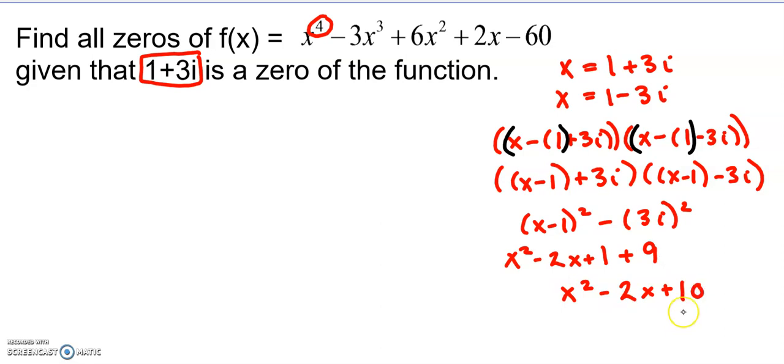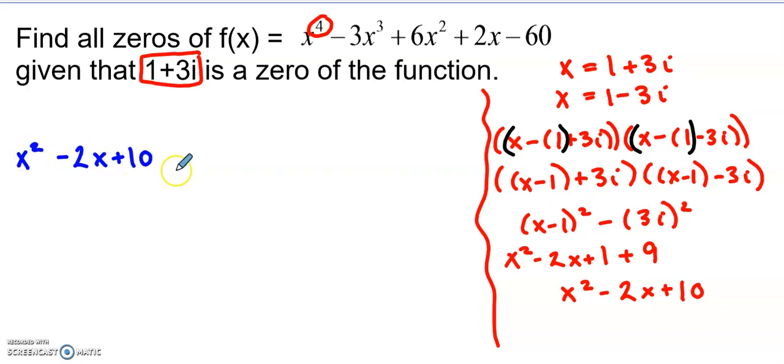So we did all of this work to get here just to figure out something that I could long divide this by. This quadratic here consists of 2 of our given zeros, and we need to find the remaining 2. So now I'm going to set this up. I'm going to divide this into the given quadratic, making sure I don't need any placeholders. I think I look good.